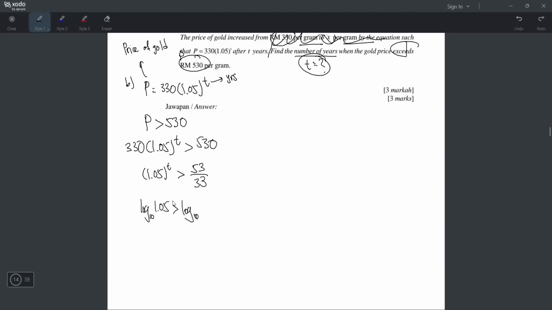So 1.05 here, the power can be sent to the front, and then 53 over 33. So now to find my T, I just press this divide this. Okay, so log 53 over 33 divide log 1.05. If I write in 4 significant figures it is 9.711.